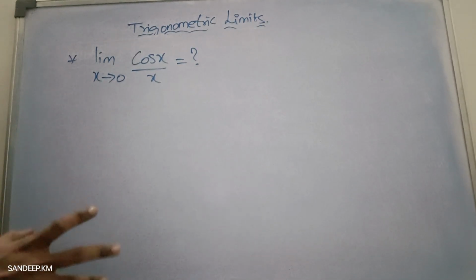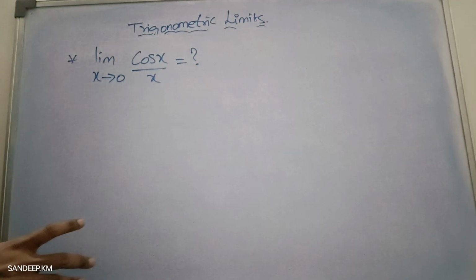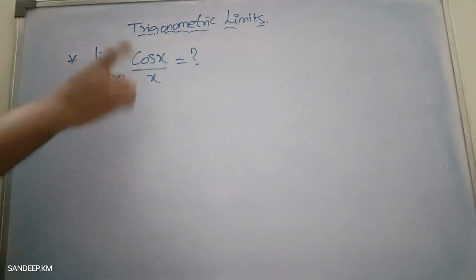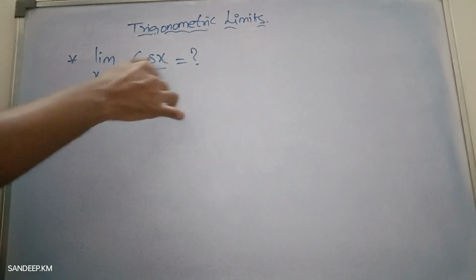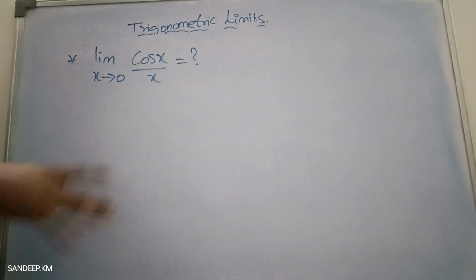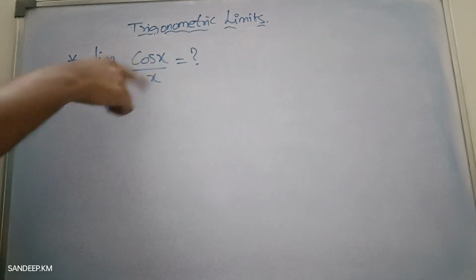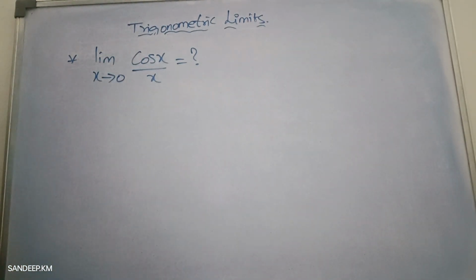Generally the students who are doing limits will see limit x approaches 0, sin x by x equal to 1, and tan x by x equal to 1. But they will not see this one: limit x approaches 0, cos x by x. How many of you have got this doubt? What about limit x approaches 0, cos x by x, what is it equal to? If you have got the doubt, how many of you know the answer? How many of you have tried it? Let us see what the answer is using expansions.